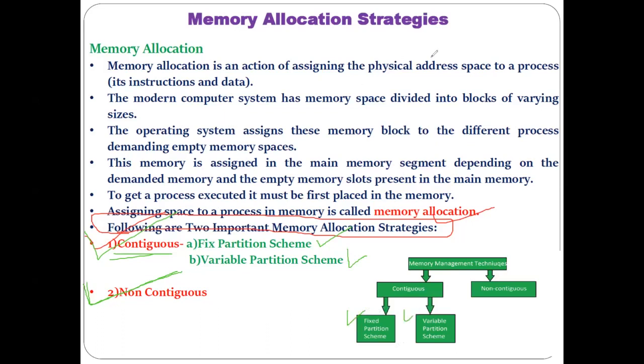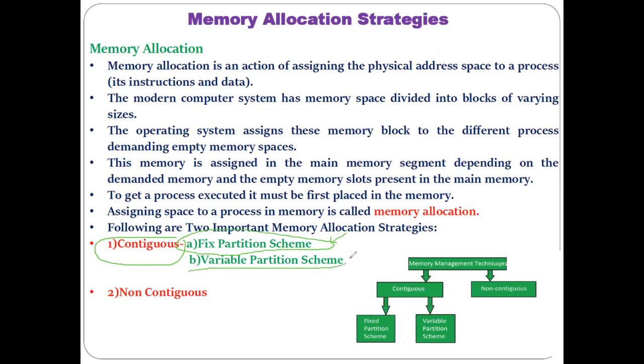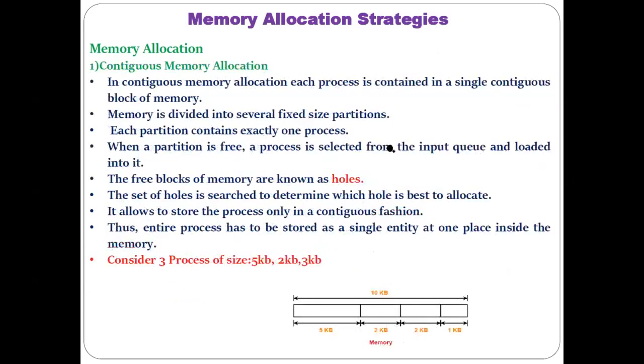Today we are going to discuss contiguous memory allocation, and in it, the fixed partition scheme. The variable partition scheme and some other parts we will discuss in the next lecture. As I said, the memory allocation strategies are divided into two categories, and one of them is contiguous memory allocation. So, what do we mean by contiguous memory allocation?